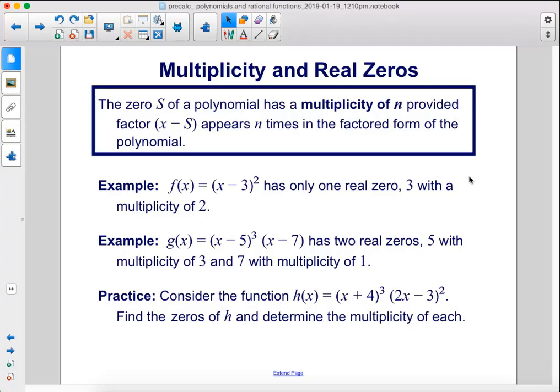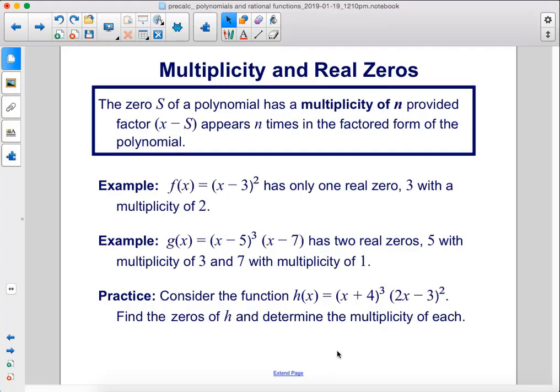The zero of a polynomial has a multiplicity of n provided the factor x minus s appears n times in the factored form of the polynomial. For example, f of x equals (x minus 3) squared has only one real zero, 3, with a multiplicity of 2. g of x equals (x minus 5) cubed times (x minus 7) has two real zeros, 5 with a multiplicity of 3 and 7 with a multiplicity of 1.